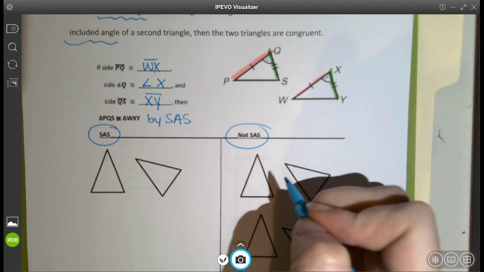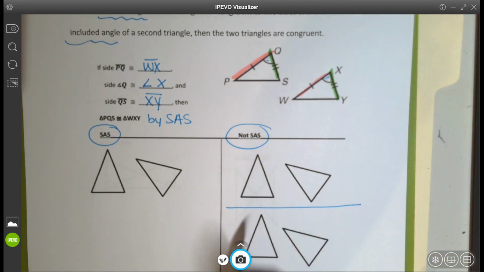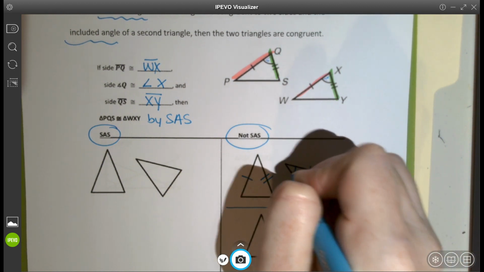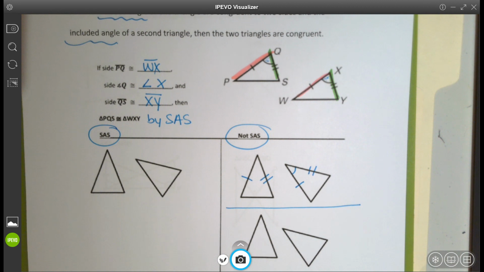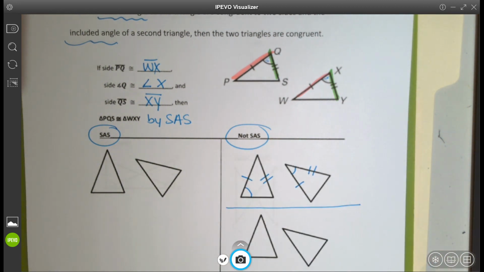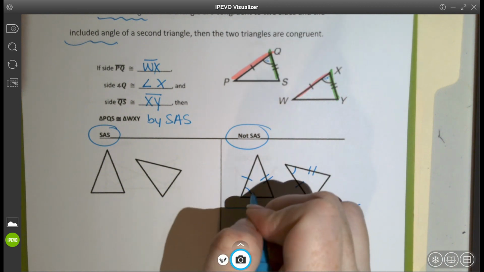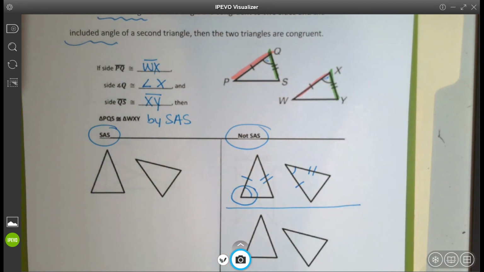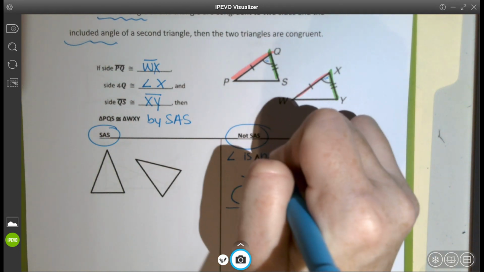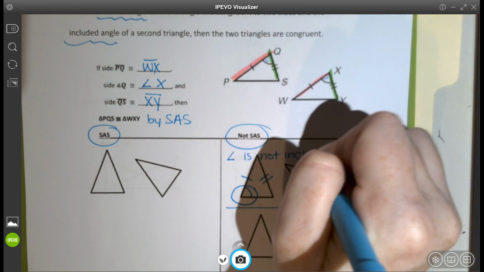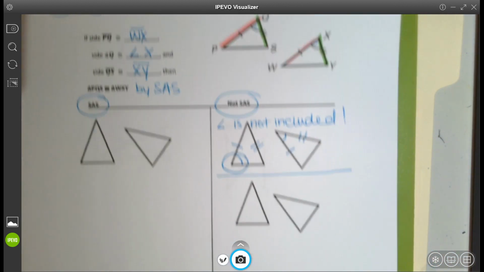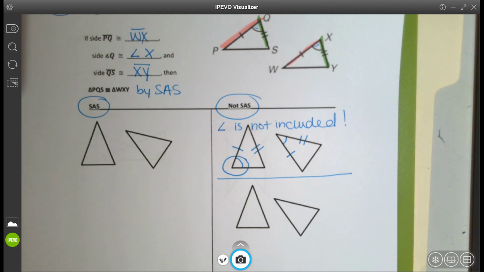So here is an example using 2 pairs. I'm adding these markings, I'm making my own example. In my first example, why would this fail SAS? It would fail SAS because of this angle here. It is not an included angle, so it automatically fails.